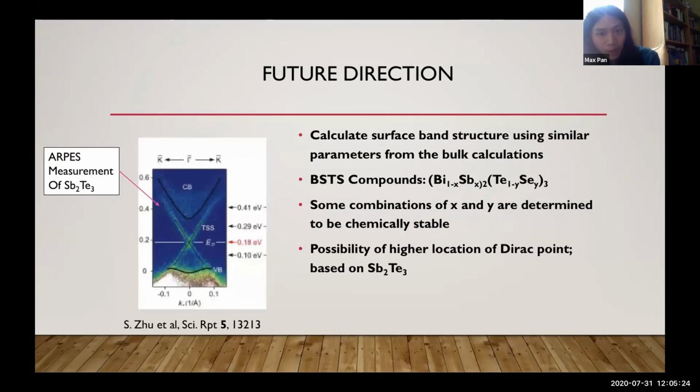So in the future, I will calculate the surface band structure. In addition, other compounds that might be topological insulators and also suitable for the observation of surface transport are BSTS compounds. This is based on the fact that antimony telluride has a Dirac point that is significantly above the Fermi energy level, which can be seen in the left picture. In addition, some BSTS compounds have been known to be chemically stable.